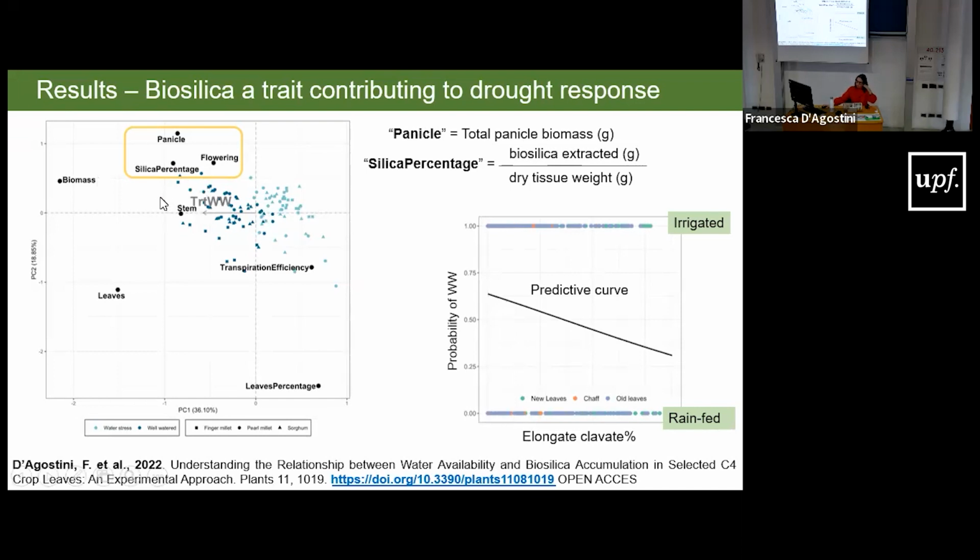So going more into the topic of biosilica and phytoliths, we also observe that not only the more general production of biosilica, but the production of some specific morphotypes, so of some specific phytoliths, is predictive of the water treatments. And the production of these specific morphotypes tends to increase in concentration under drought conditions.